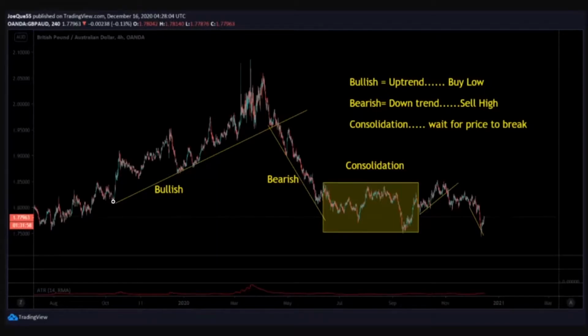So to keep it simple, to keep it basic, we want to try to buy whenever the market is in the uptrend, and that's what we try to do, buy low. As far as bearish, basically a downtrend here, you'll see that's considered bearish equals downtrend. And we're looking for opportunities where we sell at a high price and watch the price drop down.